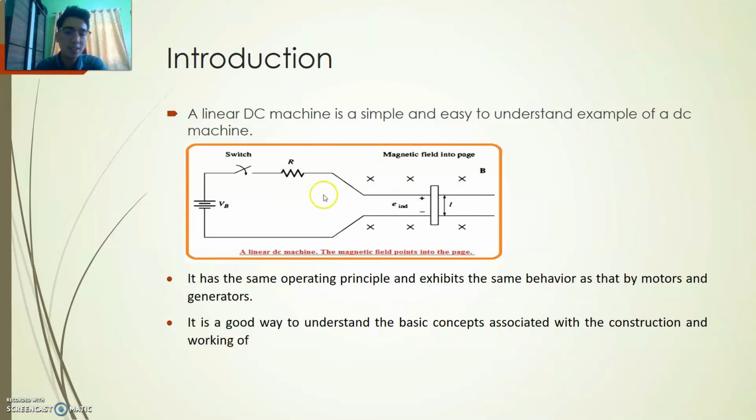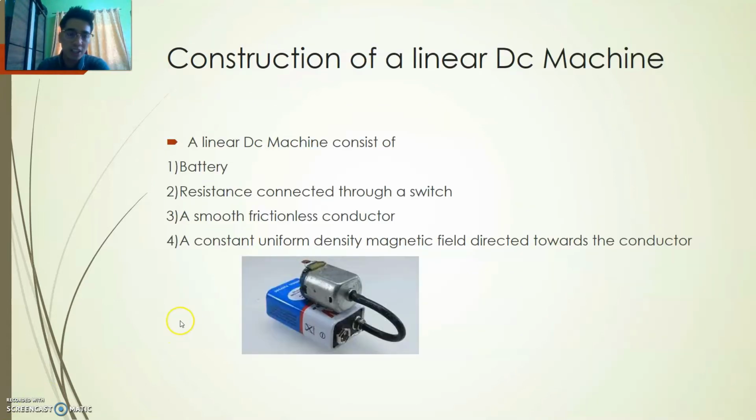As you can see, this is the picture of a linear DC machine. We go to the next slide. Construction of a linear DC machine. The basic arrangement of a linear DC machine consists of a battery which is connected through a switch.